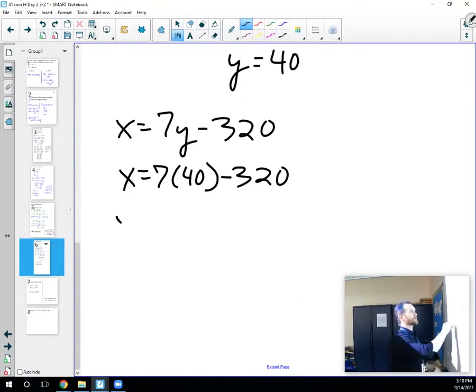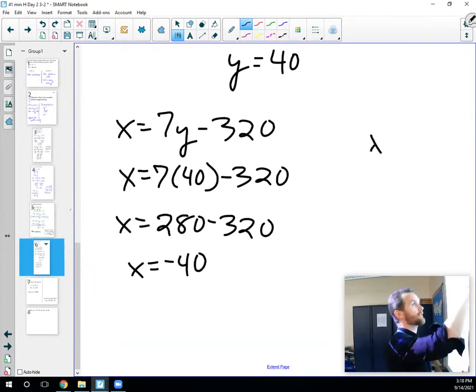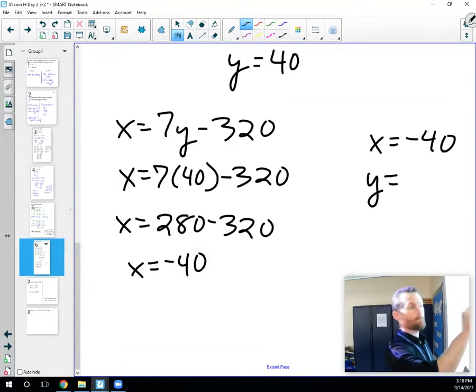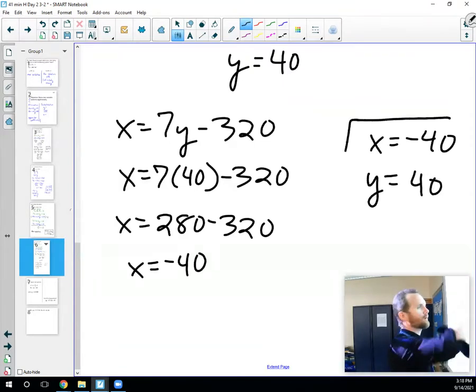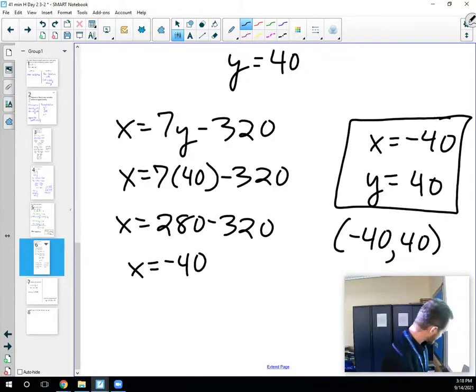And that becomes x equals 280 minus 320, and that should be negative 40. I'm going to double check myself because I don't want to make a mistake. Yep, negative 40. So x equals negative 40. So let's put our answer over here. X equals negative 40, and y equals positive 40. And again, like we've been doing all class long, if you want to write it as an ordered pair, more power to you. Negative 40 and 40.